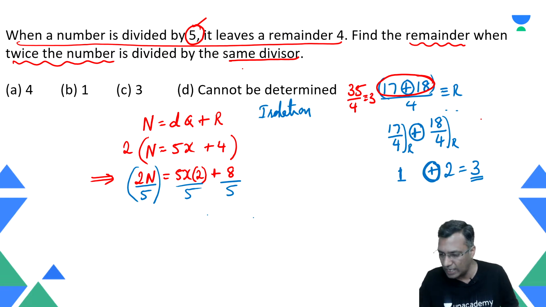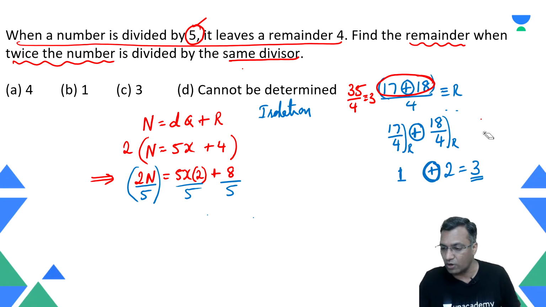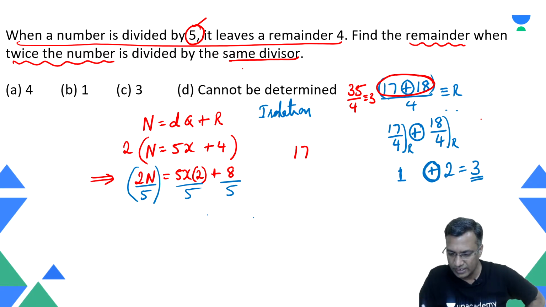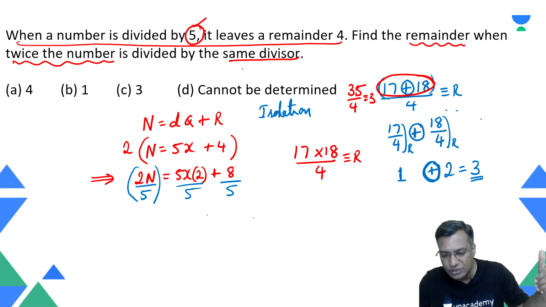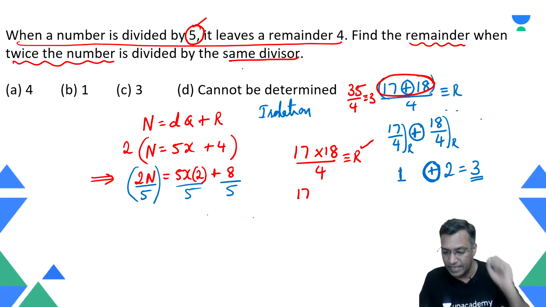But I don't have to do that. Rather, I can do it in this particular fashion. You may say, will it work for multiplication also? Yes. For example, had I asked you, 17 into 18 when divided by 4, what is the remainder? You don't have to multiply these two numbers. Instead, use the isolation technique while you are finding the remainders.